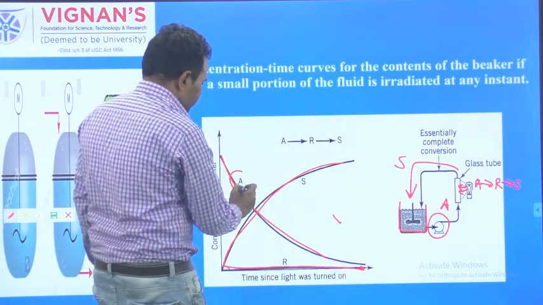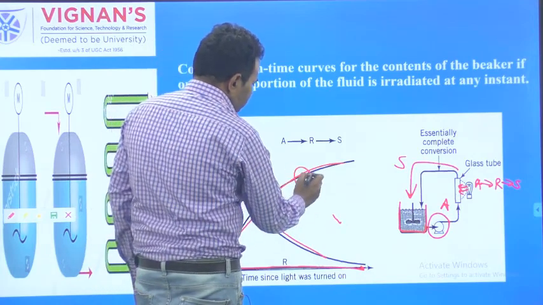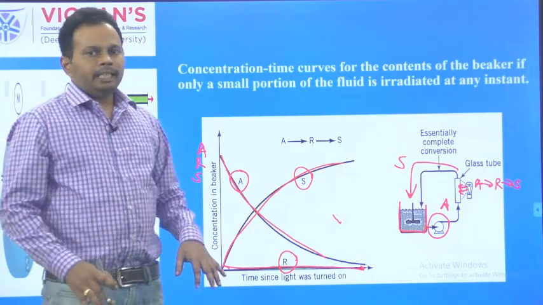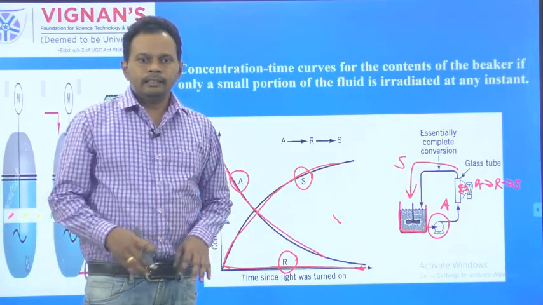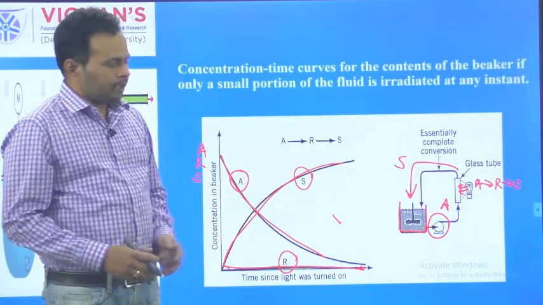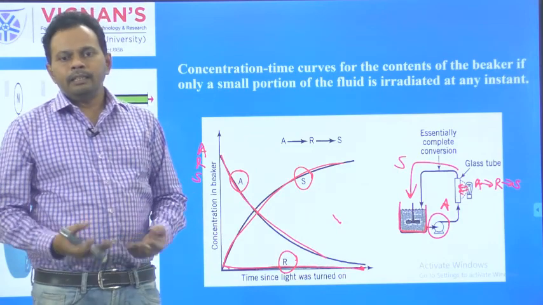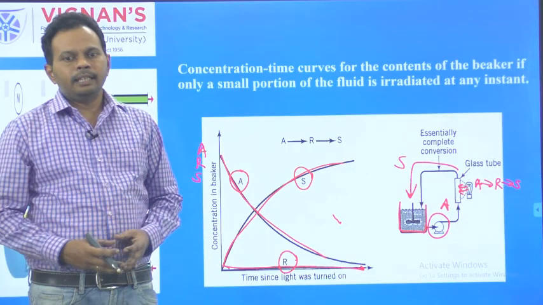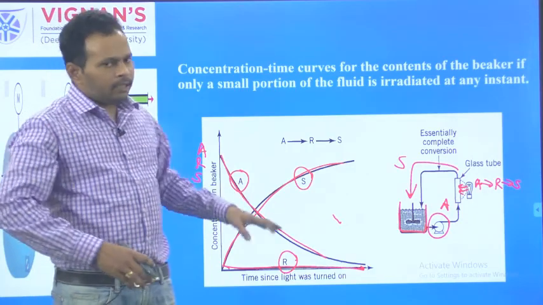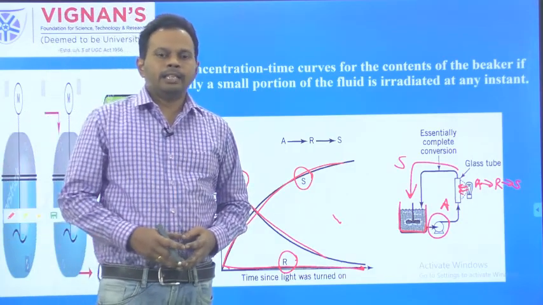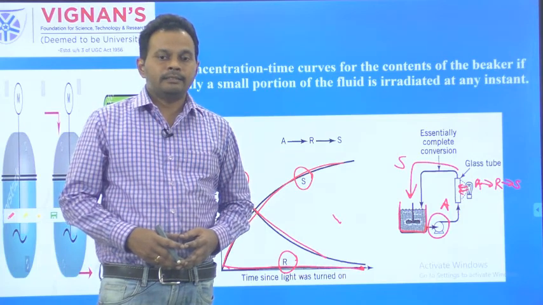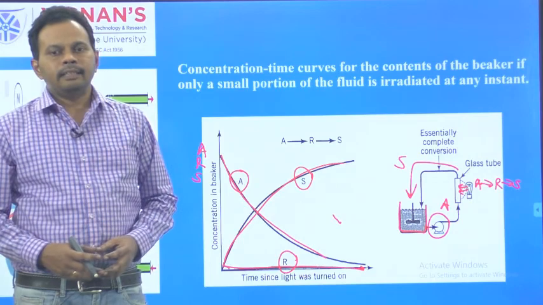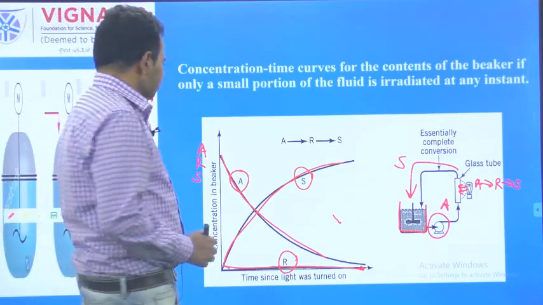This is the concentration of A profile, this is the concentration of S profile, and this is the concentration of R profile. So when you treat the beaker containing A in this way, we can obtain the maximum formation of S without forming the R. But in both cases the rate of absorption of light energy is the same, but the light intensity in the second case is more than the light intensity in the first case.